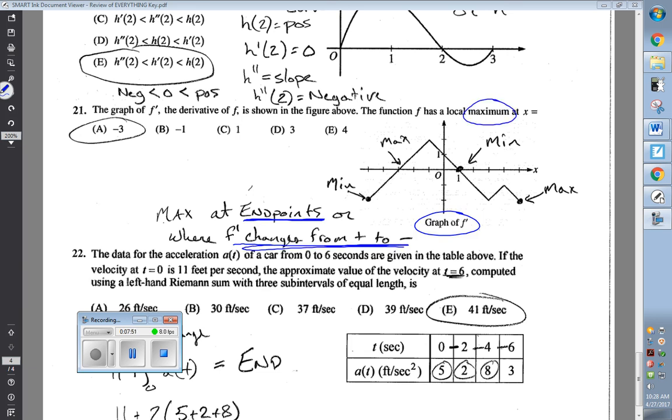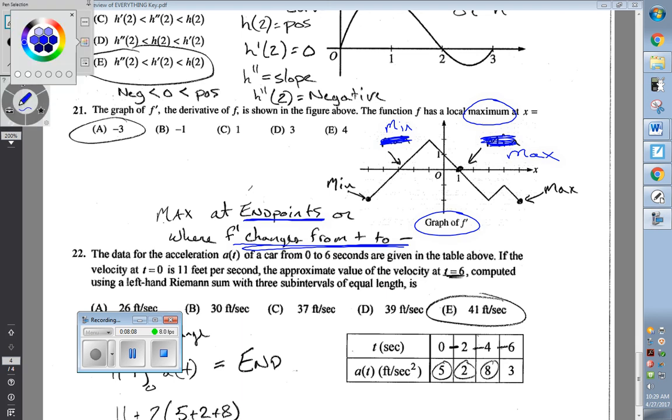Okay, so f prime, oh, I labeled that wrong, didn't I? Oh, yeah, that's bad. F prime, that's a minimum. And that's a maximum. Sorry. So that's the wrong answer. So the answer is not -3. What's my answer really going to be here? My answer is 1.